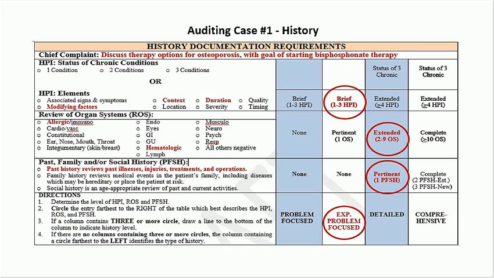Under past medical, family, and social history, the provider did document a full list of the patient's current medications, which is credited as treatments under past medical history. This would give us a pertinent PFSH, and we would circle the third column. We do not have 3 circles in the same column, so the circle farthest to the left identifies our history, which is an expanded problem-focused history.